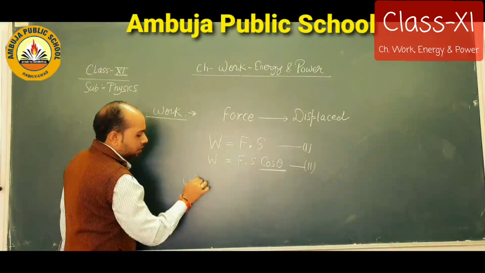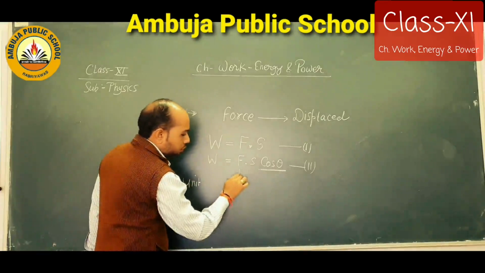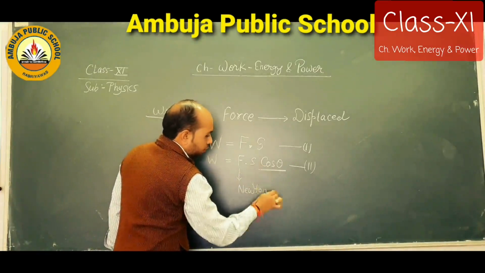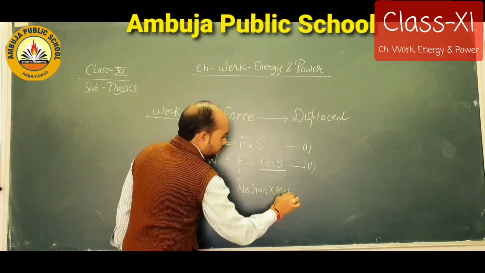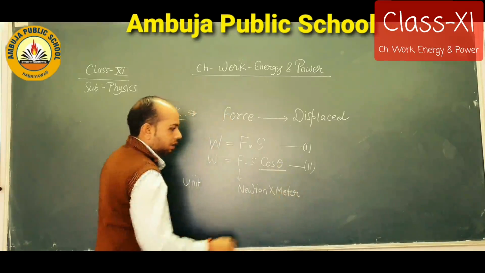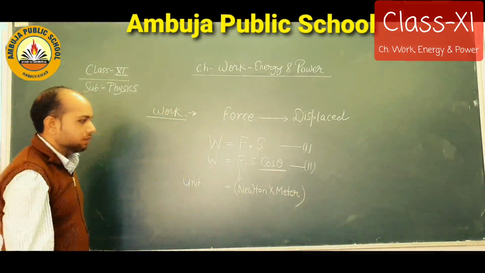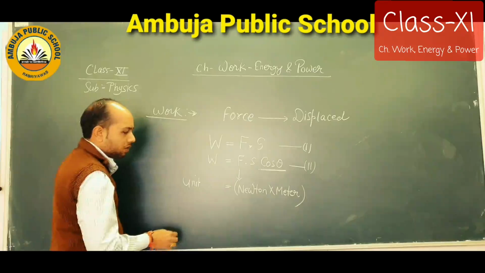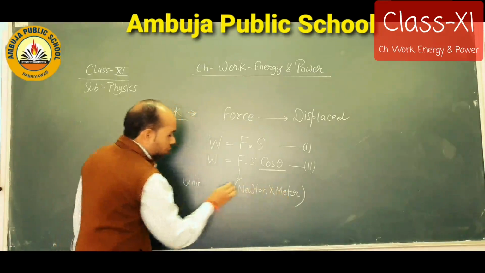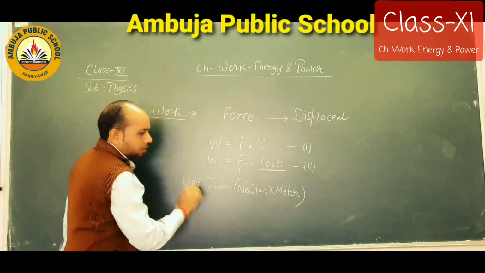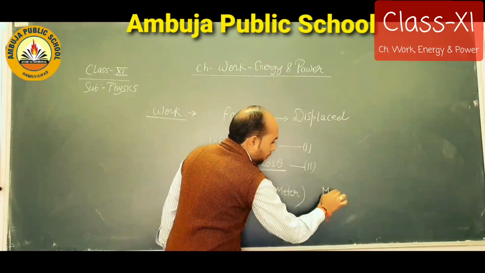If we discuss the unit, force is in Newton, displacement is in meter, and angle has no dimension. So Newton into meter is the unit in order to calculate the work done, and the product Newton into meter is said to be joules in MKS system.